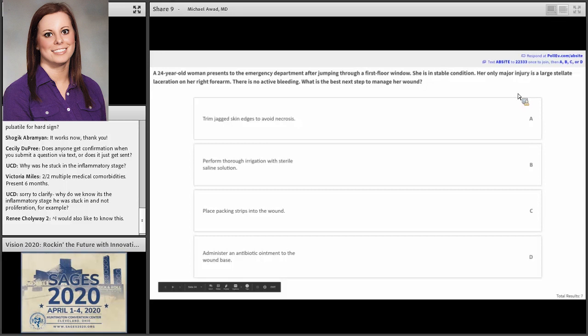A, trim jagged skin edges to avoid necrosis. B, perform thorough irrigation with sterile saline solution. C, place packing strips into the wound. D, administer an antibiotic ointment to the wound base.